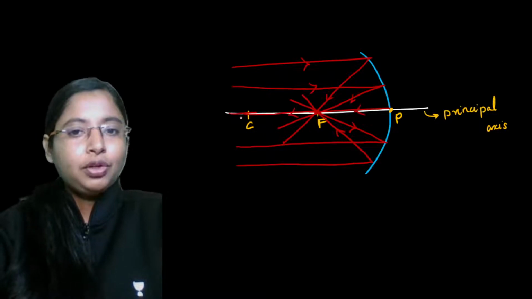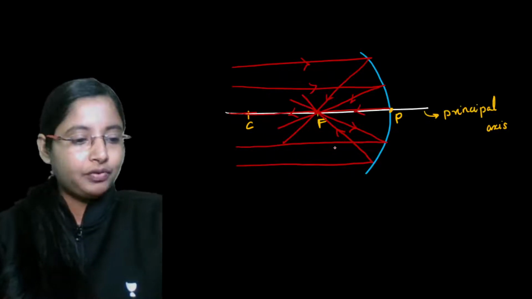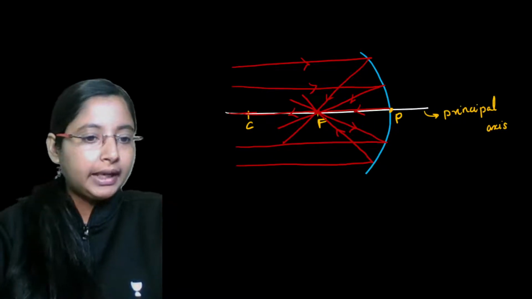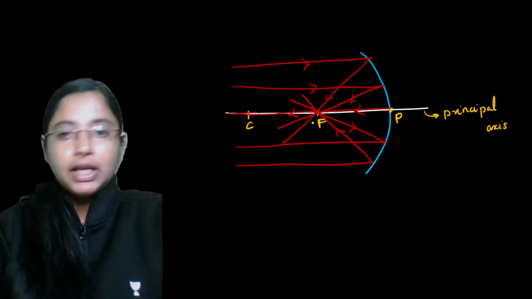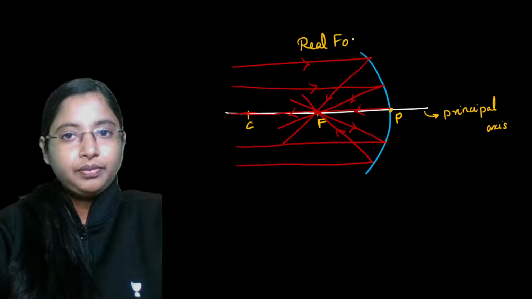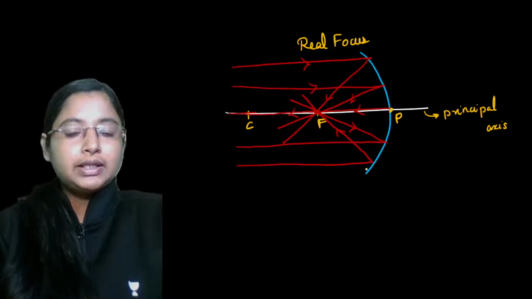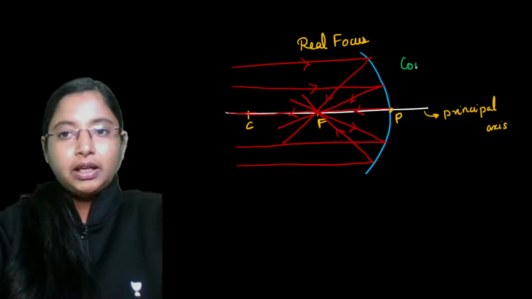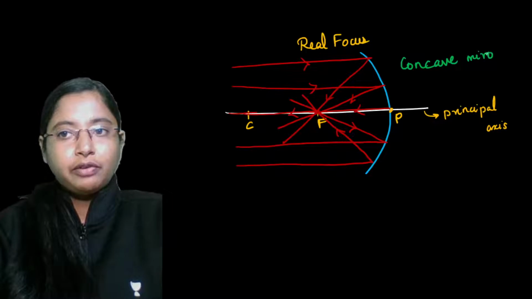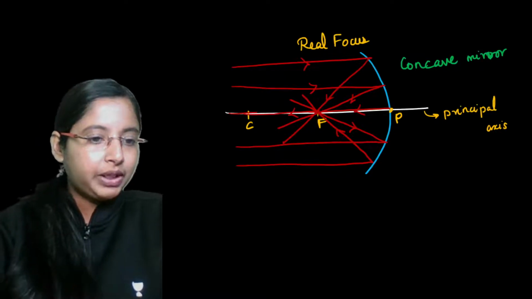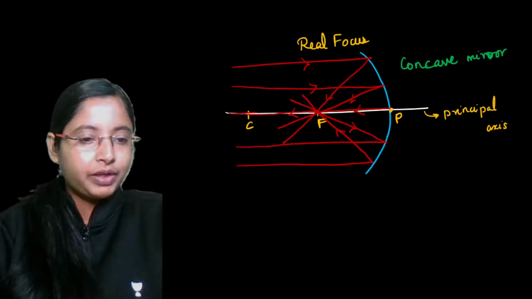So if you look at where all these rays are converging, this point is called the focal point, and if the rays are actually converging, we call such a focal point a real focus. In this case we have a concave spherical mirror, so for a concave mirror, the focus is real. What about a convex mirror?